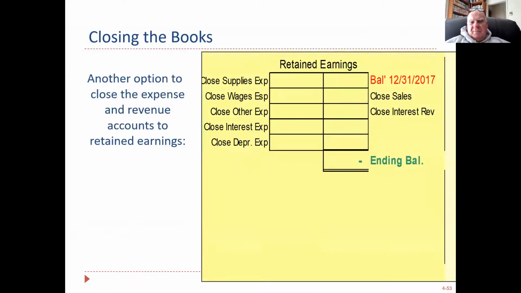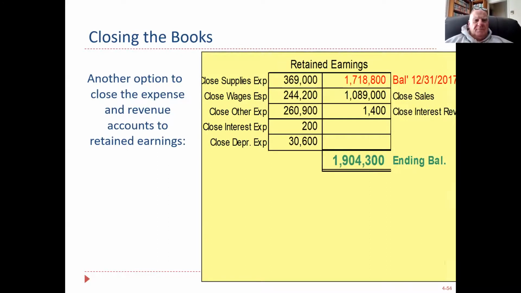This is just another grid you might use. I don't particularly like it. It is a shortcut. There's probably some smart ones in the class that might use this, but you still have to end up writing the journal entry and posting anyway.